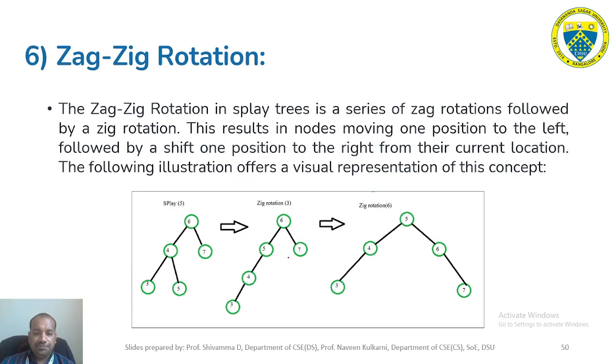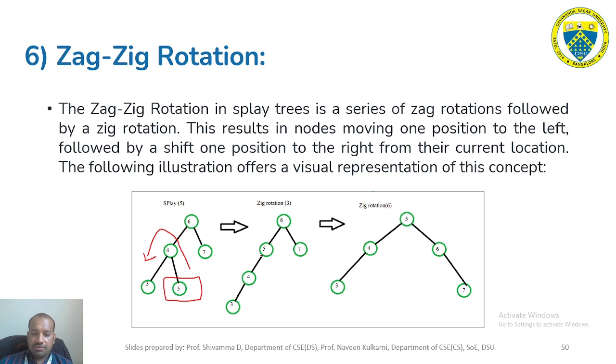Next is the zig rotation. Here you see the inner node is 5. I want to do a splay of 5. So what you need to do is a left rotation. That is what we call a zag rotation. If we do a left rotation, 5 will go to this position, with 4 and 3. You see this, 5, 4 and 3.